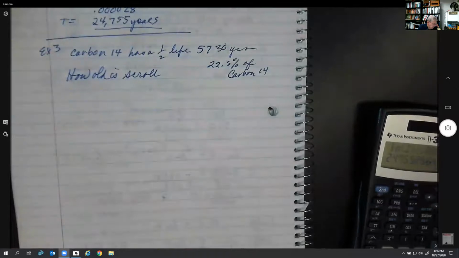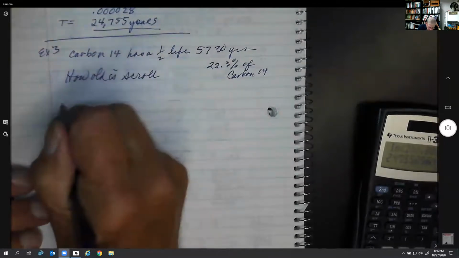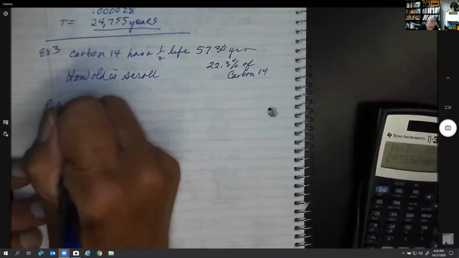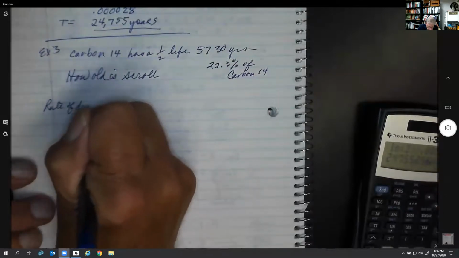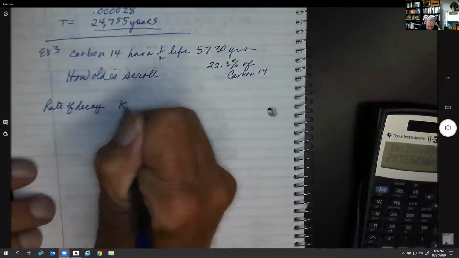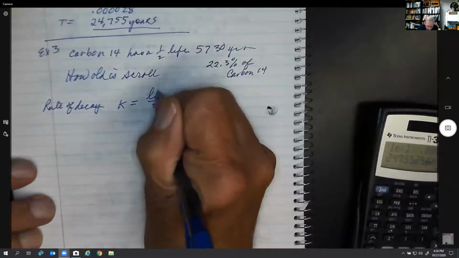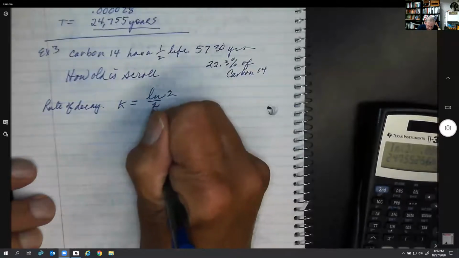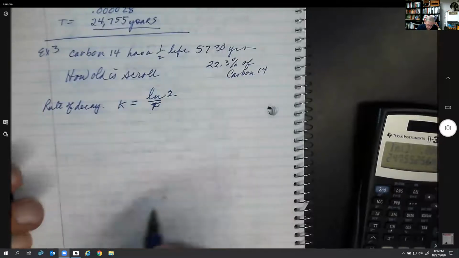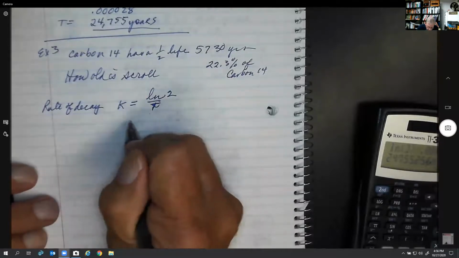So kind of a difficult problem, huh? The first thing we want to do is figure out what our rate of decay is. What is our rate of decay? The rate of decay is K, and K is equal to ln2 divided by T, time. We know the half-life is 5,730.